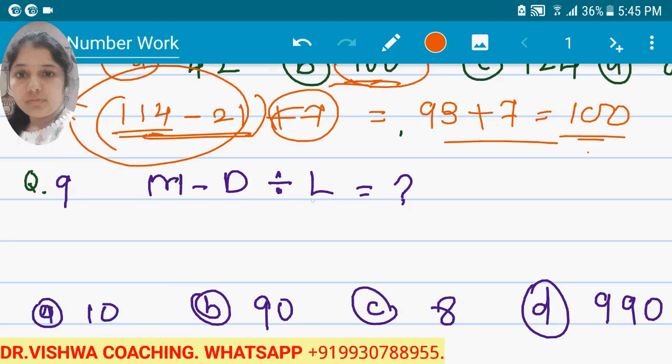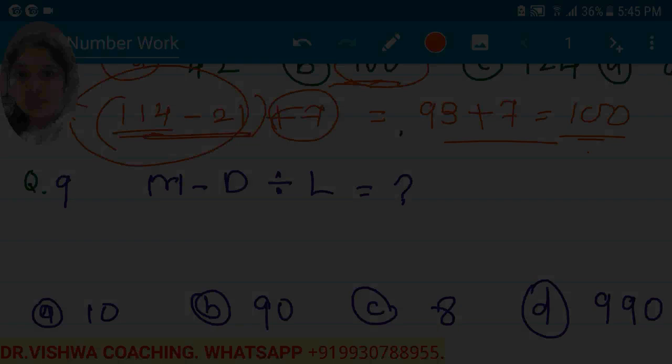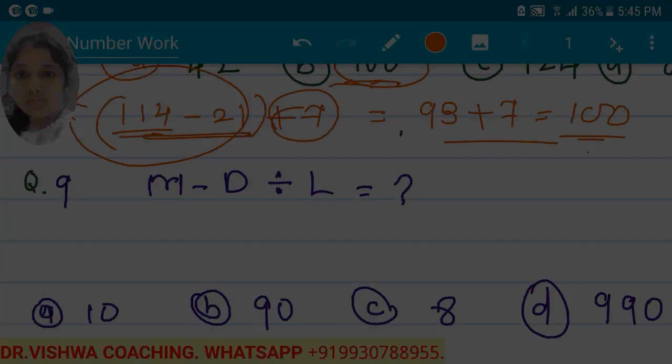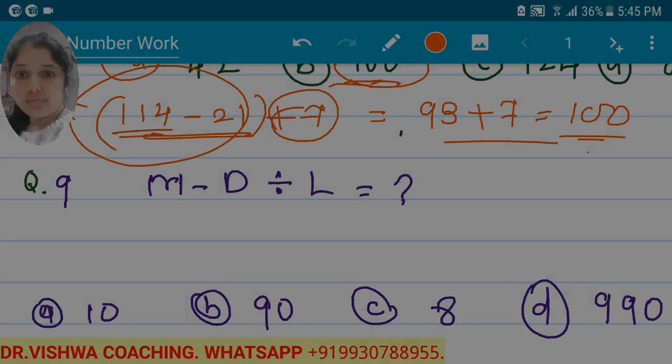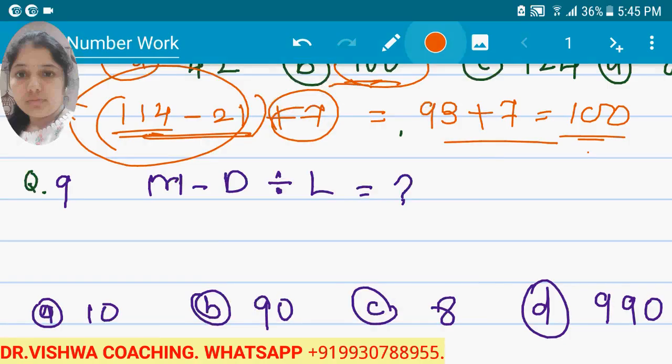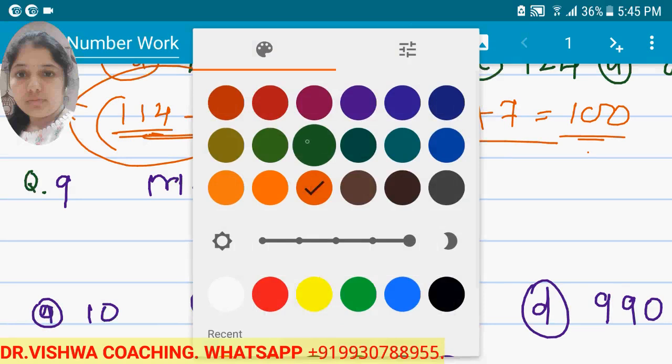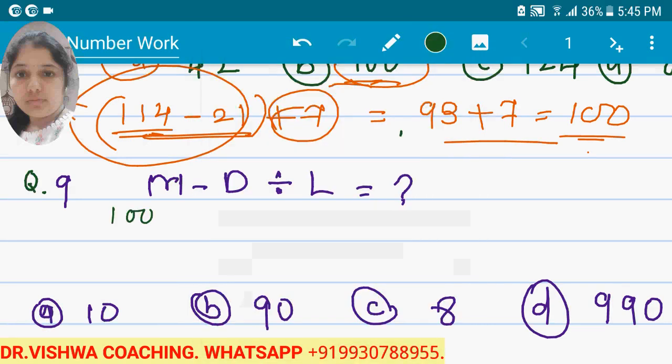Now see, M minus D divided by L. Okay, now write the international numerals for the Roman numbers and then solve the question. Now M means 1000, minus D means 500, divided by L means 50. Now which operation will you do here first? Division or subtraction?